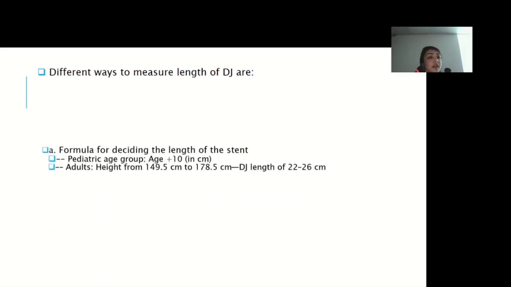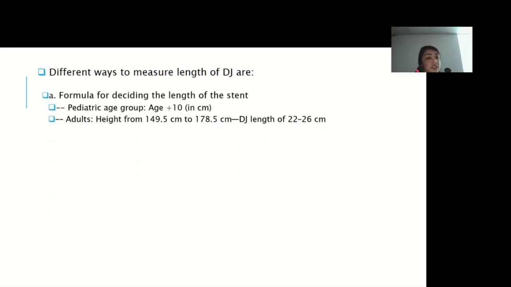So there are different ways to measure the length of a DJ stent. In the pediatric age group, what we take is age plus 10 centimeter. That's likely the appropriate length of the DJ stent that is required for the patient. While in adults, 149 to 178 centimeter, a DJ of 22 to 26 centimeter is of adequate length.